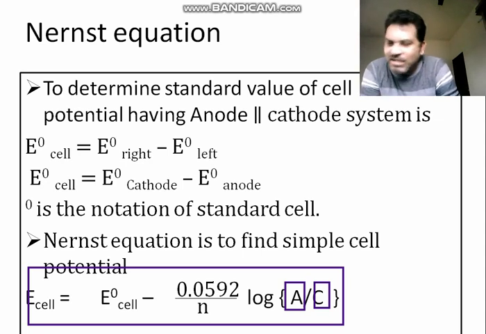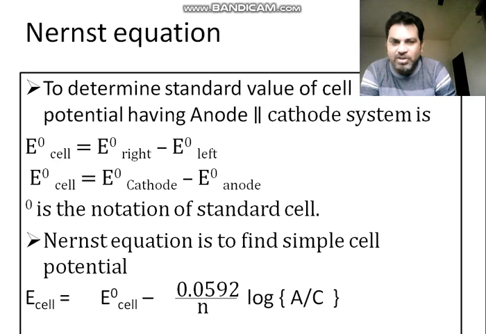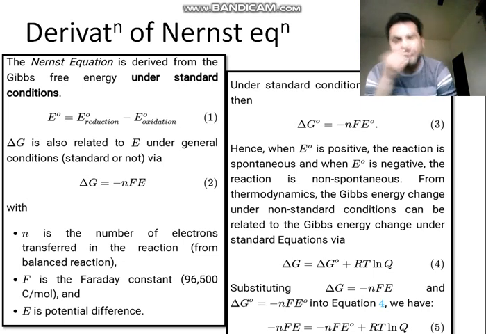Now how do these values come? Let's derive this, and this derivation is also very interesting. So come on dear students, we are going to derive this using thermodynamics. See here, the first equation is given that we have written already. E degree cell is equal to E degree reduction minus E degree oxidation, that is the cathode minus anode. Cathode is reduced and anode is oxidized.